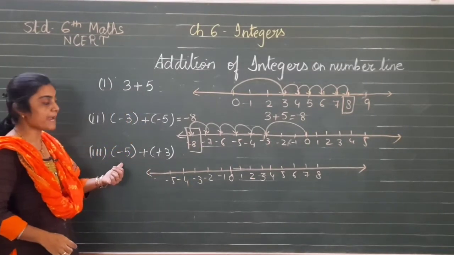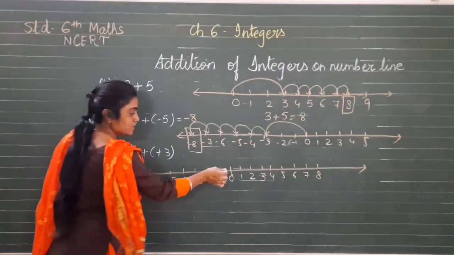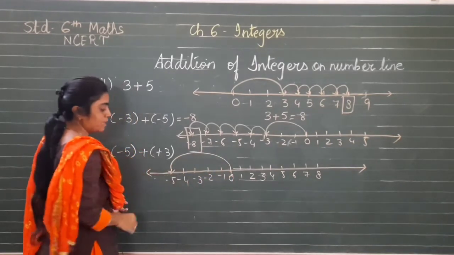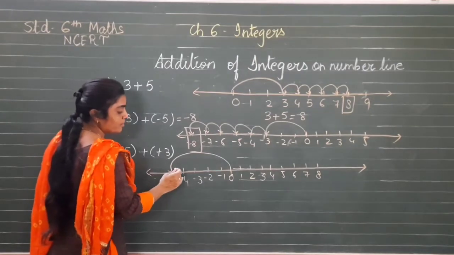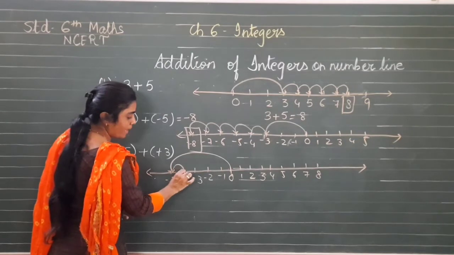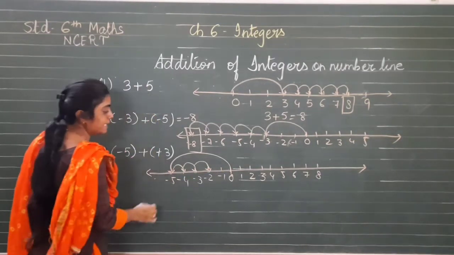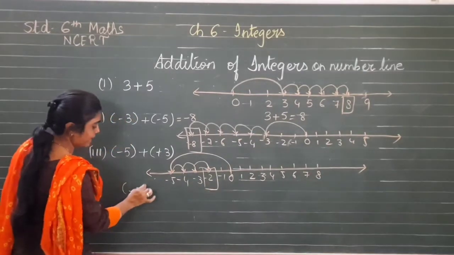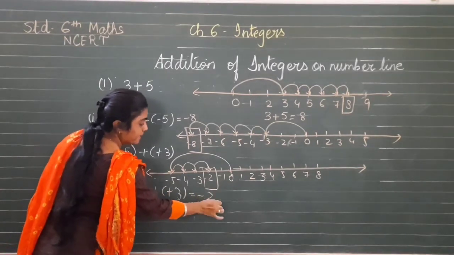Now the first number is minus 5, so we will move towards the left side of 0. So this is 0 and we will move to minus 5. From minus 5 we have to go plus 3, so you will move 3 steps to the right of minus 5. So 1, 2, 3. So you are reaching minus 2. So minus 5 plus 3 will be minus 2.